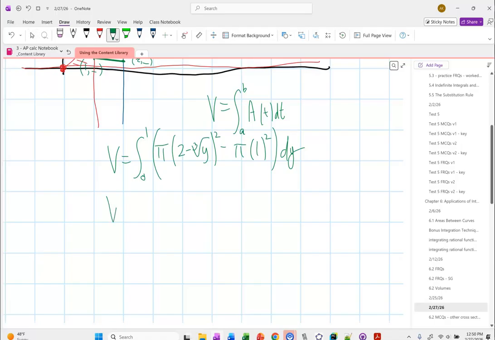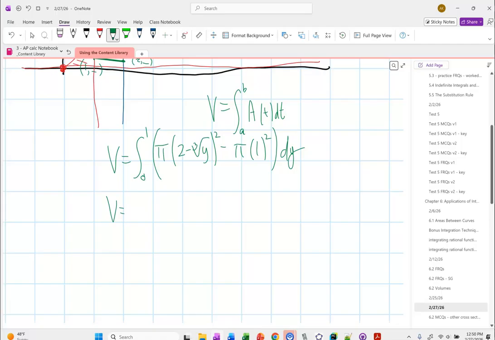Okay, so let's start our integration of this. Again, we're going to do this by hand. The first thing we want to do is pull the pi out, and you said make it 2 separate integrals. We can do both at the same time.